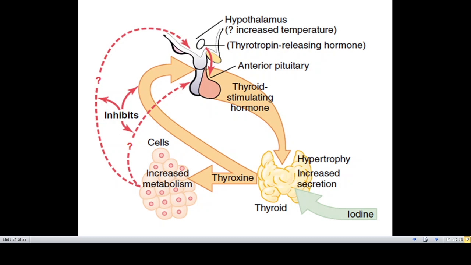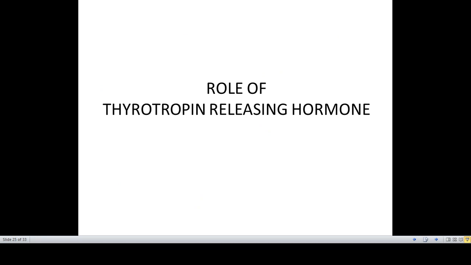and it's necessary to keep this mechanism and the steps of regulation in mind to understand the thyroid disorders, in which the levels of these different hormones are disturbed. So let's now study the role of thyrotropin releasing hormone.